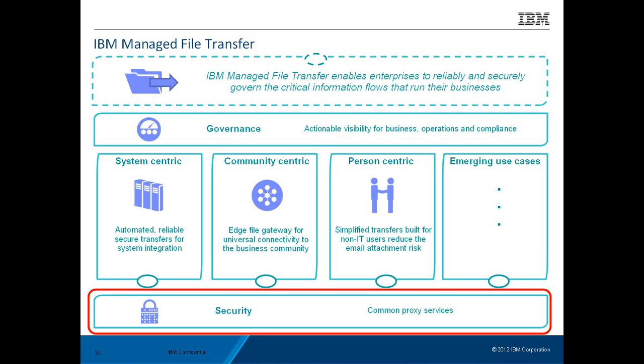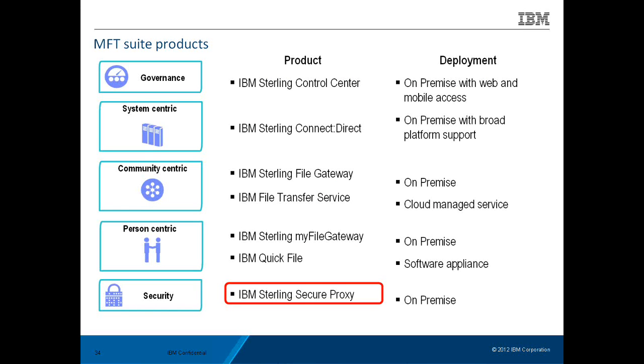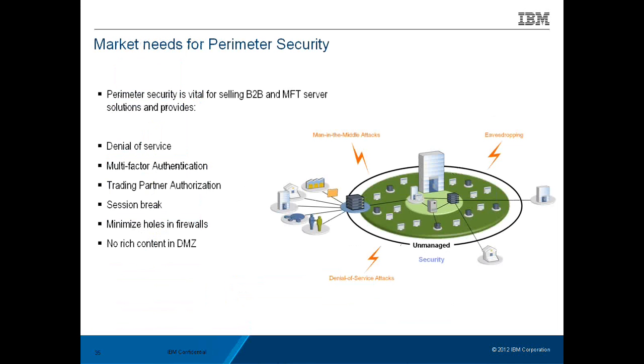Let's move on to the security aspect of the IBM managed file transfer solution. The product underlying this is Sterling Secure Proxy, which delivers extended security on top of what is delivered in Connect Direct or in Sterling File Gateway in terms of encryption, signing, and SSL. Secure Proxy adds security to the various applications that are running in the enterprise in the green zone.